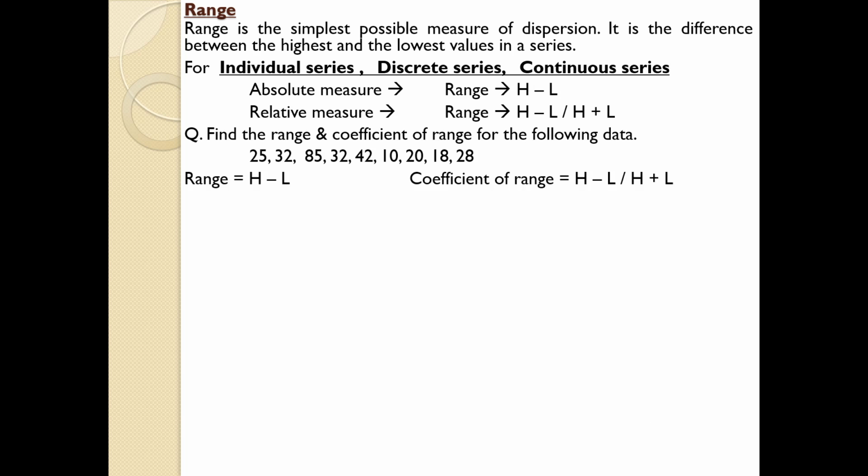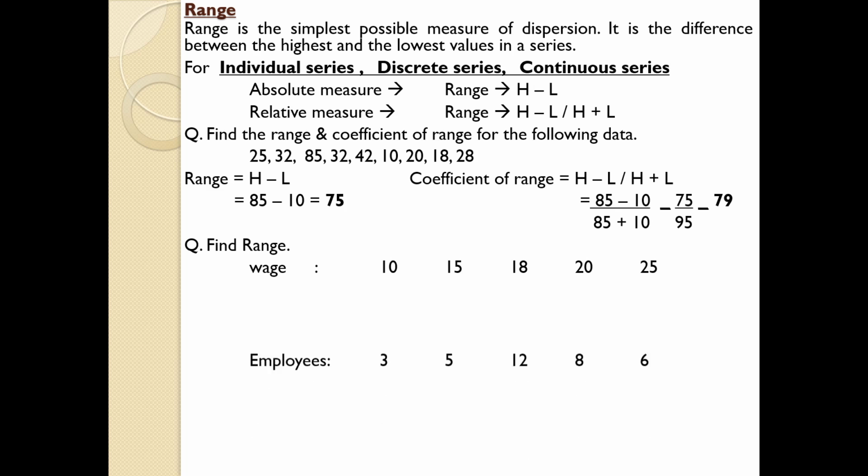Substitute the same in the equations H minus L and coefficient of range H minus L divided by H plus L, because in the question you are asked to find the range and coefficient of range. So, highest value and lowest value, just substitute. 85 minus 10 equals 75, and 85 minus 10 divided by 85 plus 10, because it is H minus L divided by H plus L, you will get the answer 0.79. So it's very easy. Next one, discrete series, because here x and f are given.